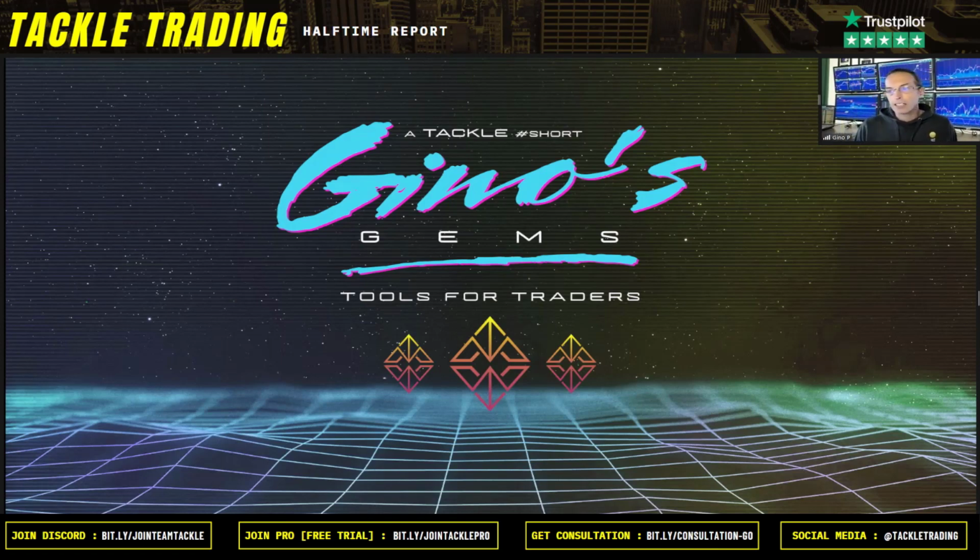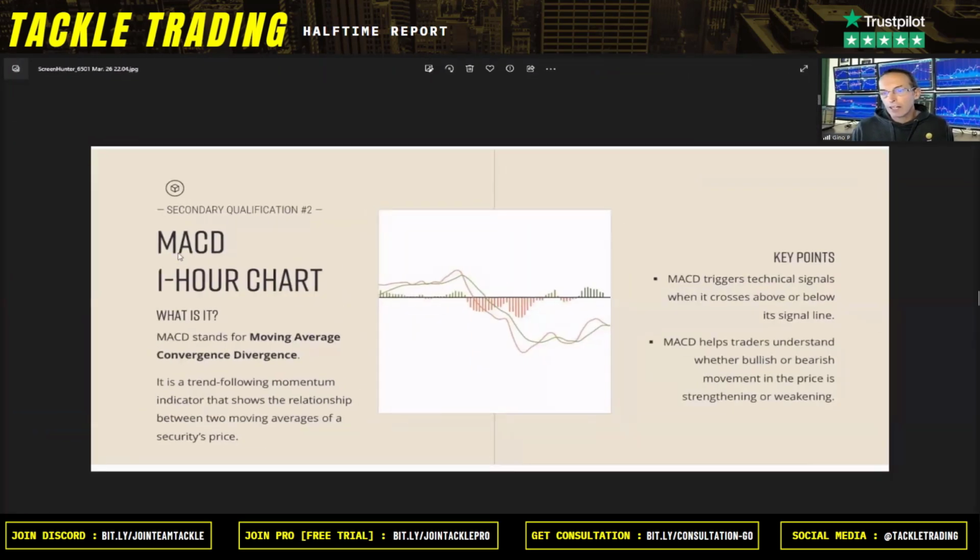First, let me break down a definition here. What you have is the MACD. Now, the MACD, basically, what is it? It stands for moving average convergence divergence, big words. What does that mean? It's a trend following momentum indicator that shows the relationship between two moving averages of a security's price. Now, these moving averages basically are on the stock and they just bring it to the lower side of the chart so you can see it clearly.